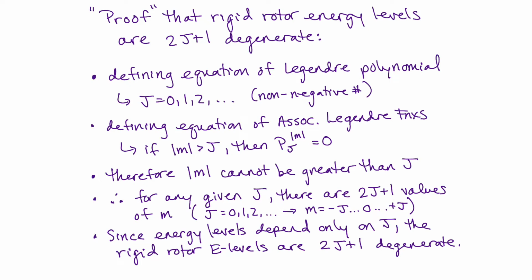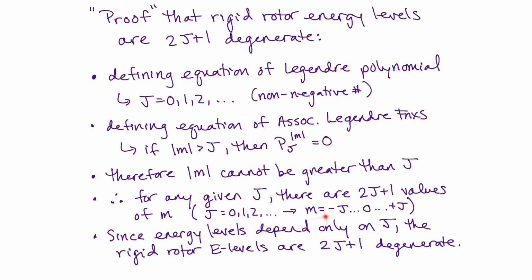Then if we look at the defining equation of our associated Legendre functions, those tell us that if the absolute value of m is greater than j, then these functions are going to equal 0. So that is not a very interesting situation for us. So we then have the limit that the absolute value of m cannot be greater than our j value. Okay, so what that means is that for any given j, there are going to be 2j plus 1 values of m. Okay, so again, our limits on j will be integers starting at 0.